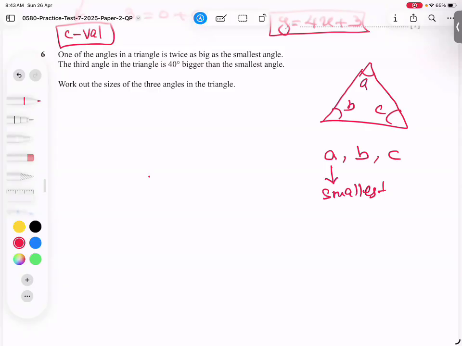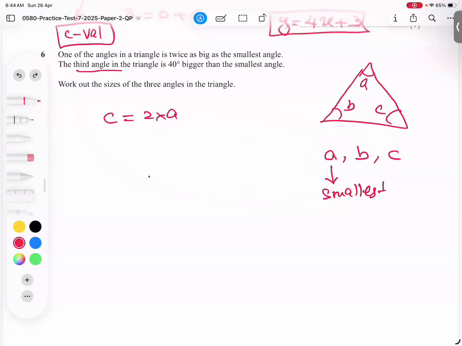He's saying one angle is twice the smallest. So the smallest is this one. So C is what? C we can say 2 times 2A. Why 2 times 2A? Because he said it is twice as big as the smallest angle, and the smallest angle I assume is A. So then I must write 2A. C is done. The third angle means B. I used A, I used C. What is left behind? B is left.